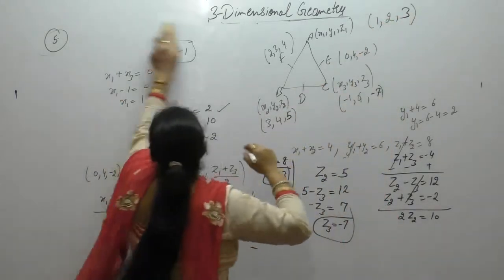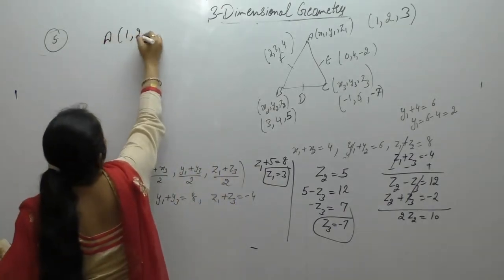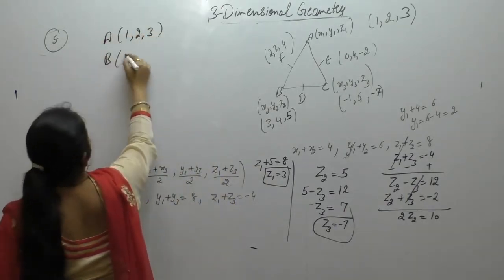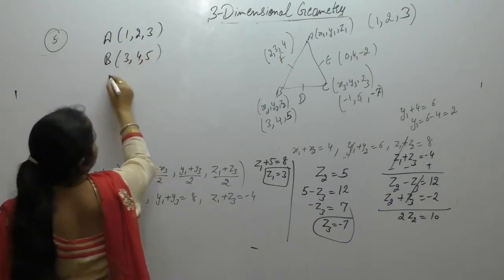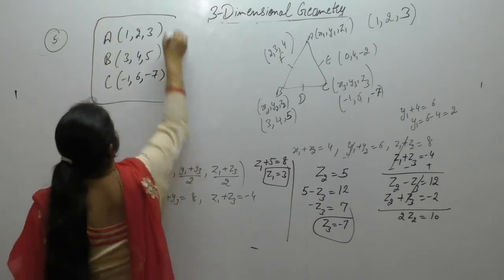So what we get? The points of A is 1, 2, 3. B is 3, 4, 5. And C is minus 1, 6, minus 7.